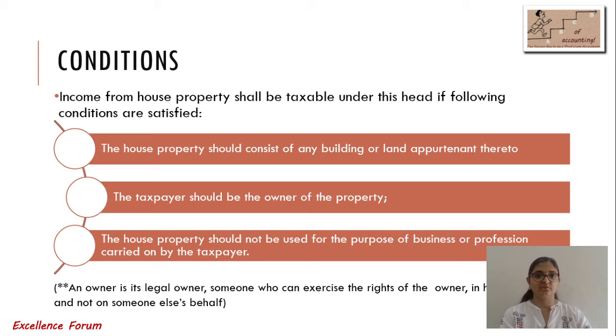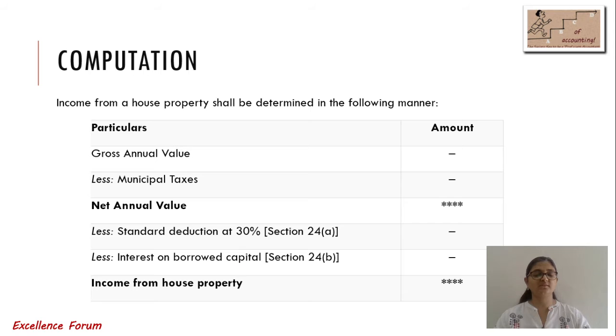Now, what are the conditions for this income to be taxable under this head? The first is the house property should consist of any building or land appertaining thereto. The taxpayer should be the owner of that property and the house property should not be used for the purpose of his own business or profession. So, if these conditions are satisfied, then income from such property is considered to be income from house property by the Act.